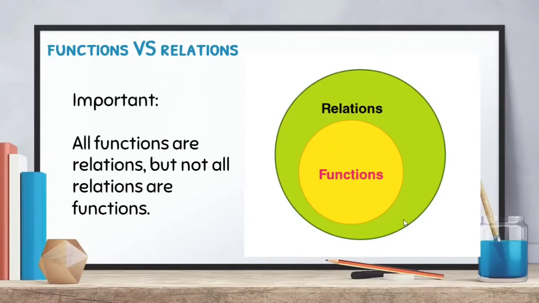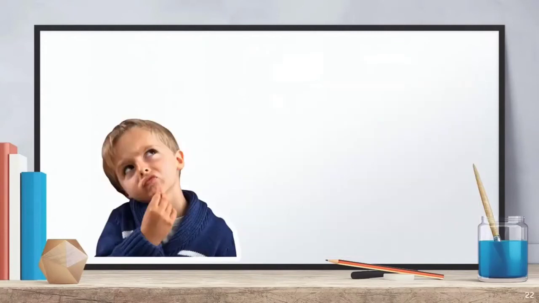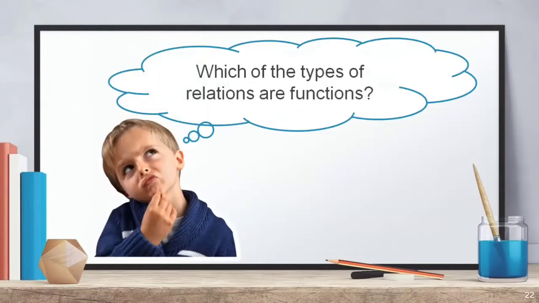Not all relations are considered functions. So again, all functions are relations, but not all relations are functions. So you have to memorize or familiarize this statement, okay? If you forget this statement, just think of this Venn diagram, that our function is just a part of our relation. So if that's so, which types of relations are functions?